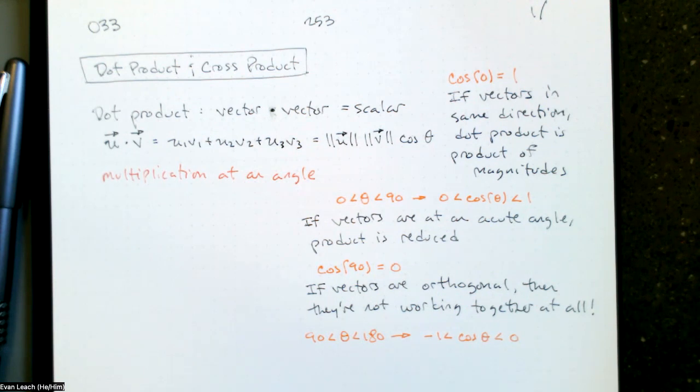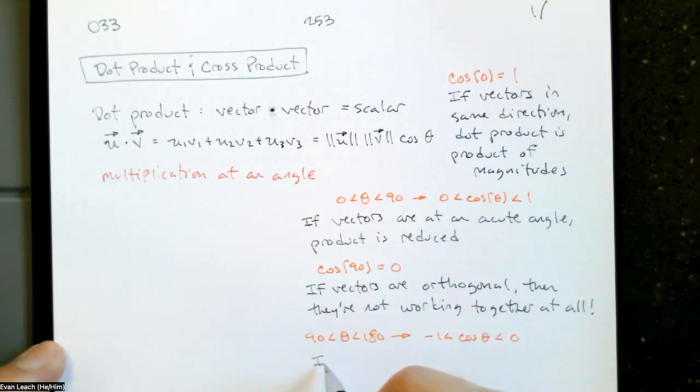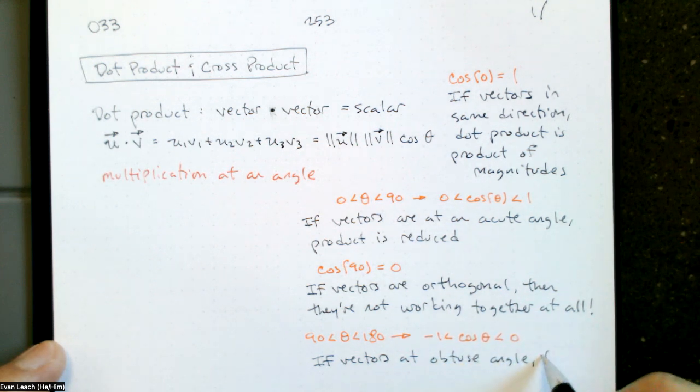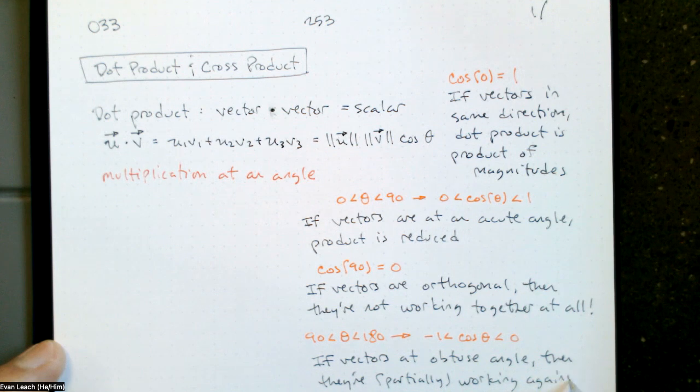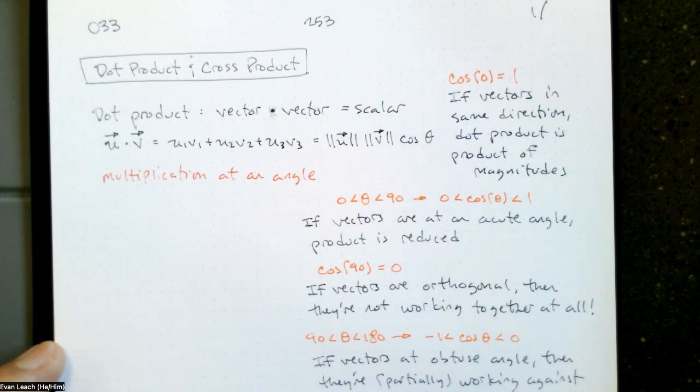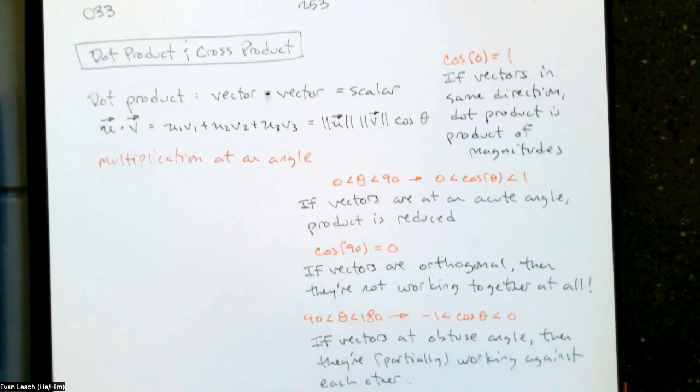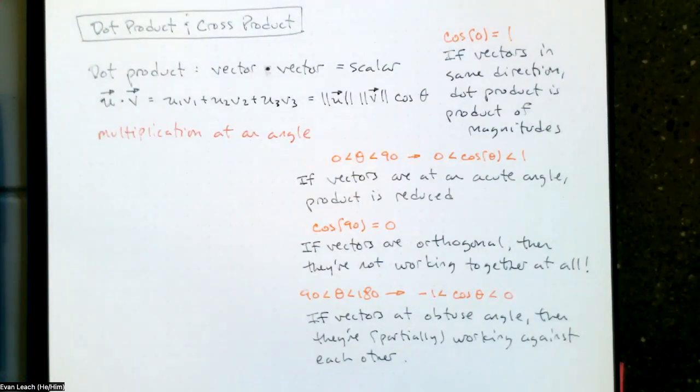They're working against each other. If there's an obtuse angle between the vectors, it's like they're working against each other, at least partially, because there's still an angle. And then when theta drops down all the way to 180, then cosine of theta is -1. And so the vectors are working in opposite directions.